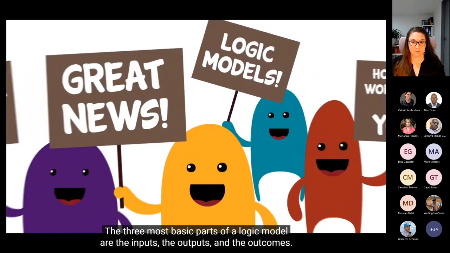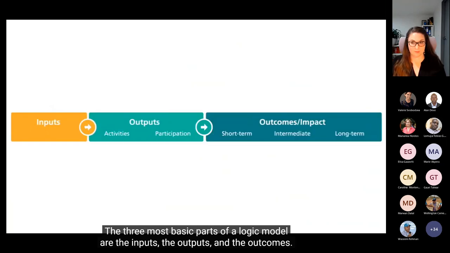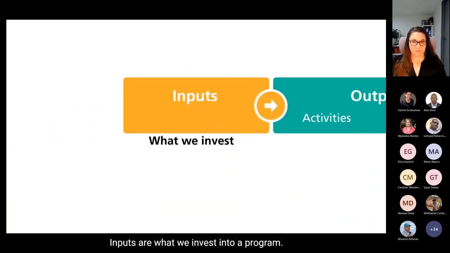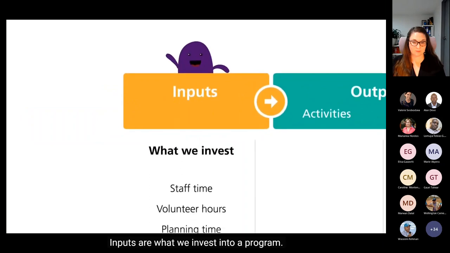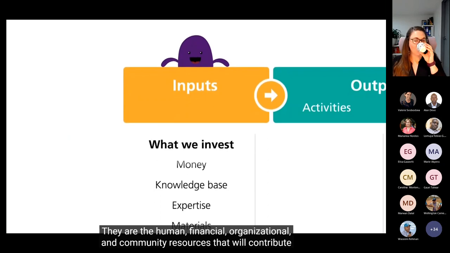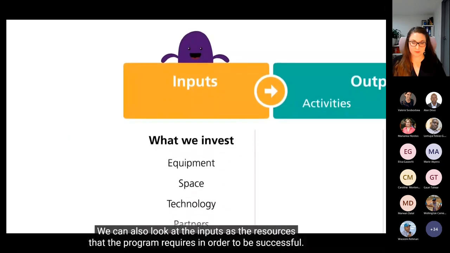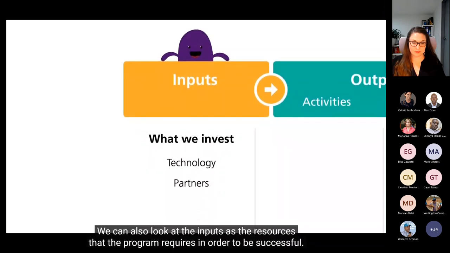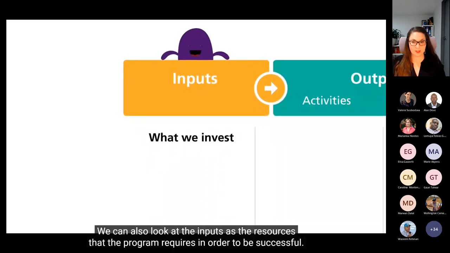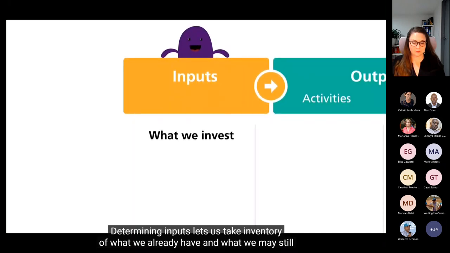The three most basic parts of a logic model are the inputs, the outputs, and the outcomes. Inputs are what we invest into a program. They're the human, financial, organizational, and community resources that will contribute to the program running effectively. We can also look at the inputs as the resources that the program requires in order to be successful. Determining inputs lets us take inventory of what we already have and what we may still need.